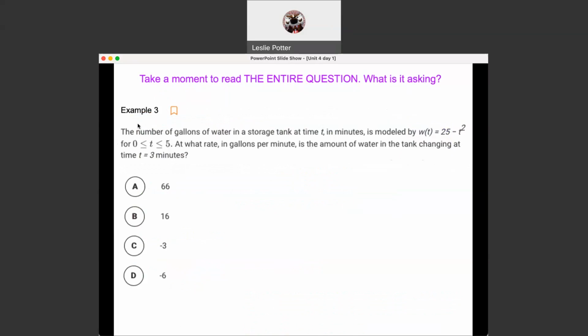No calculator, so you've got to put your calculator away. The number of gallons of water in a storage tank is modeled by W of T equals 25 minus T squared.